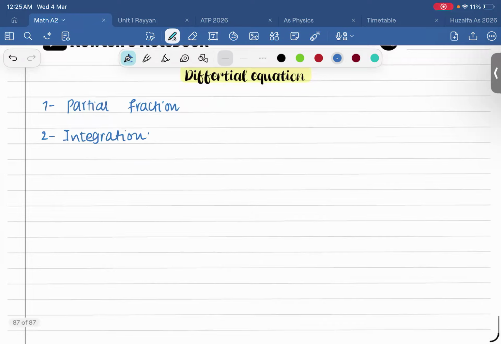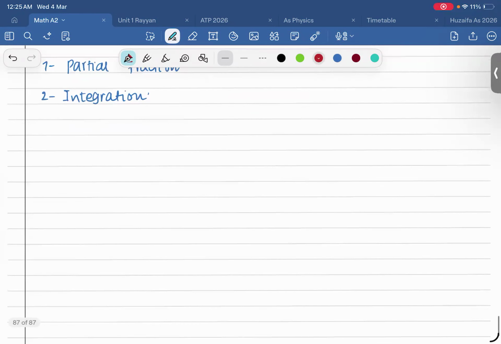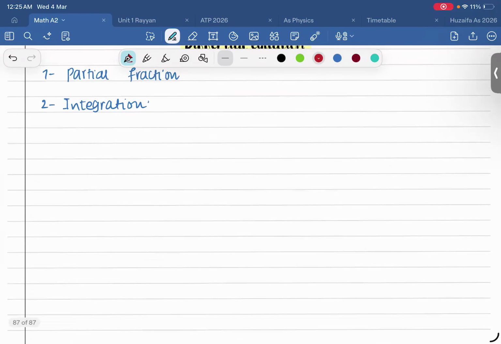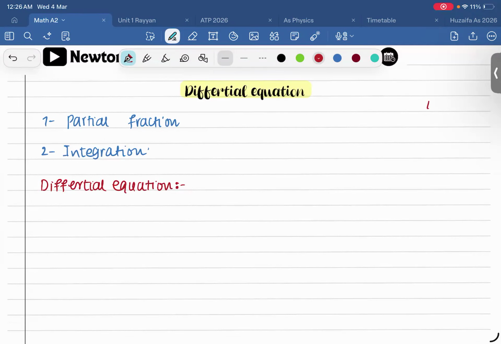Okay, so as far as the paper is concerned, you can expect approximately a 10 mark question on differential equations.